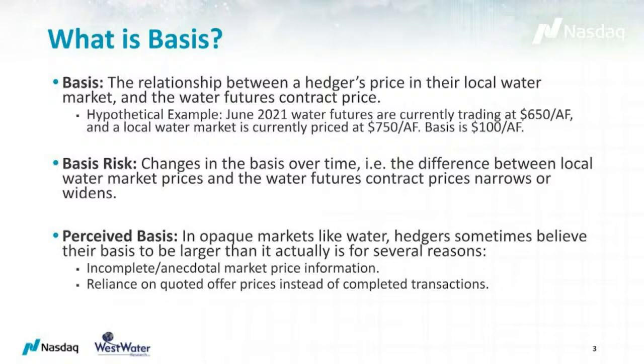They may be relying on a single anecdote of a price that was above where the futures are, but maybe that was a small transaction of 100 acre feet and they don't know where the other 400,000 acre feet in the market is trading. Or they're relying on quoted offer prices from sellers where maybe the transactions haven't actually been completed at that price, but they're referencing quotes that are out there in the market. So there can be this issue of perceived basis, which is different from actual basis. Patrick, how does basis impact the NQH2O index, and how do you look to address that?